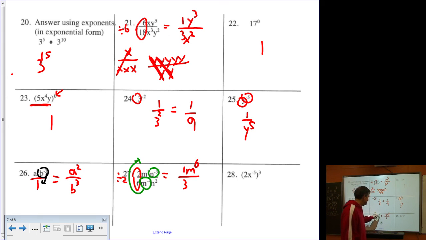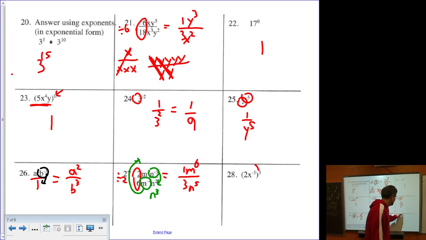The n's have a negative on top, so that needs to move to the bottom and join the 2 n's that are already down there. I now have a total of 5 n's on the bottom. So there's my result. Number 28, I would probably first apply the 3 to each thing.